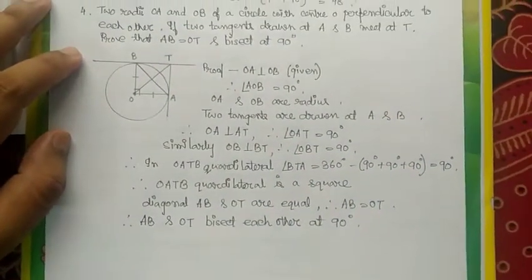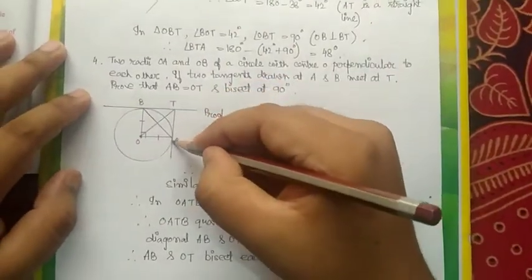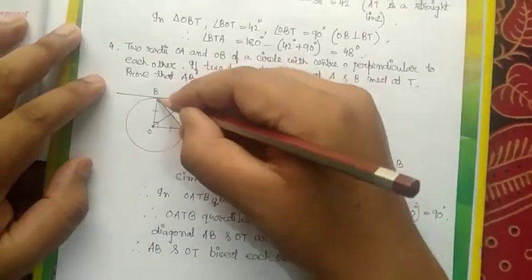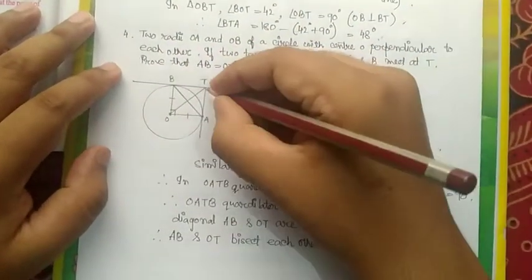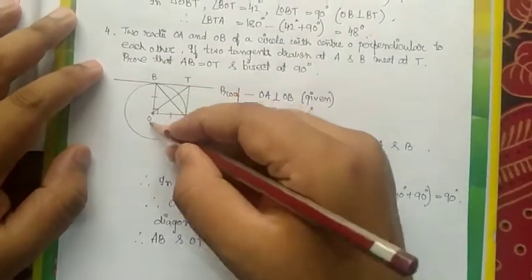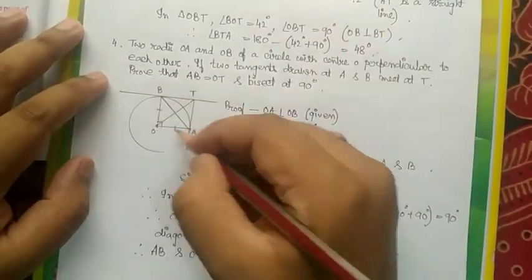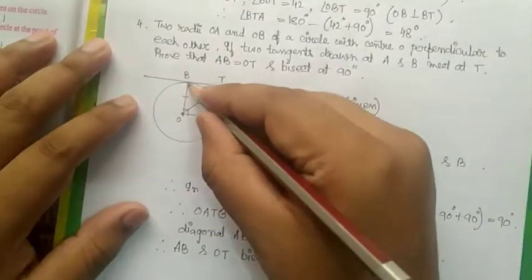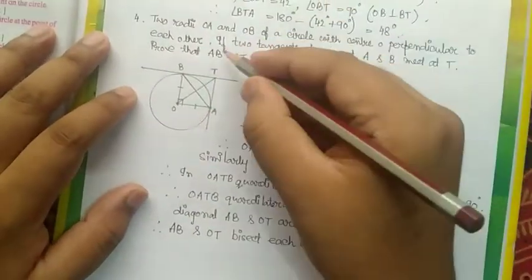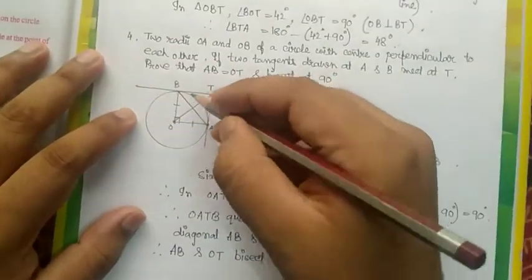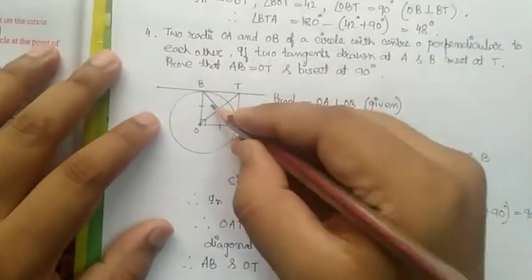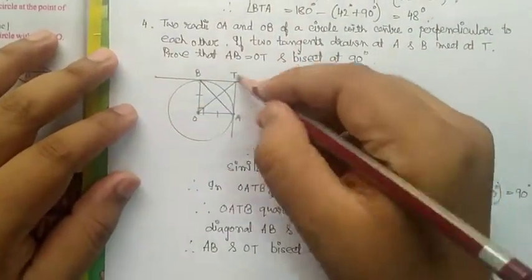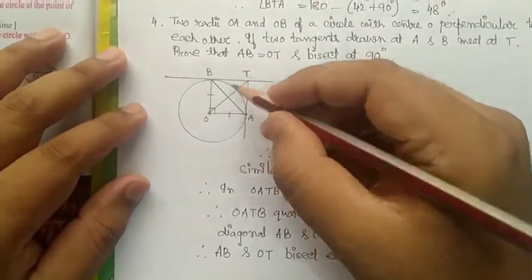From the question, we draw tangents at point A and at point B, and both intersect at the point T. We have to prove that this quadrilateral OATB is a square, and we have to prove that these diagonals AB and OT are equal in length, and they bisect at 90 degree. So first of all we have to prove that all the angles of this quadrilateral are 90 degree, therefore this is a square.